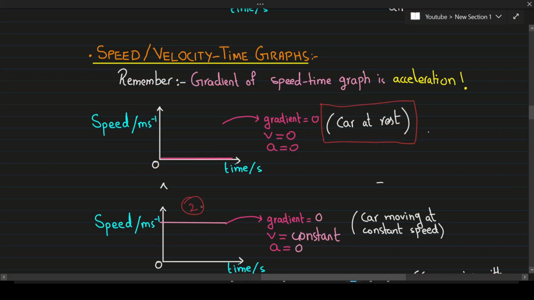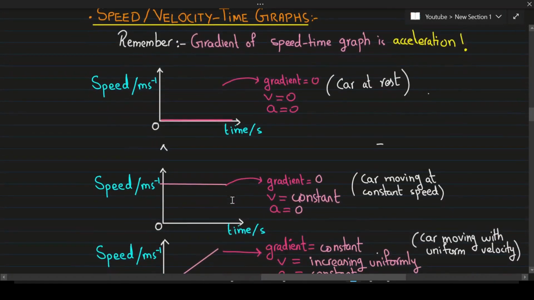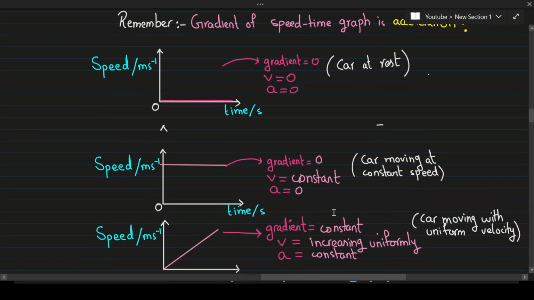But in the second graph, if we look closely, the gradient is still 0. Gradient is 0, which means acceleration is 0, but the car is moving, because the velocity is what? Constant. There is some velocity here. So the car is moving at constant speed. Constant speed means there is no change in speed or velocity, which means acceleration is 0.